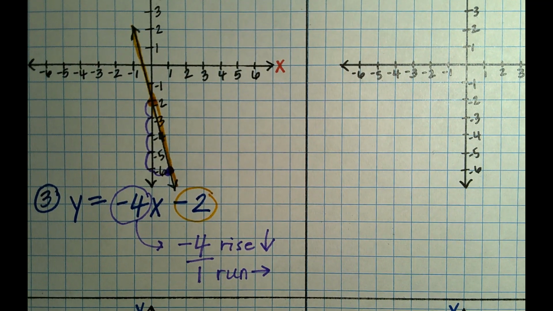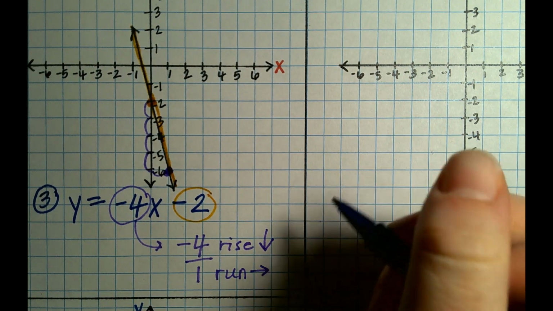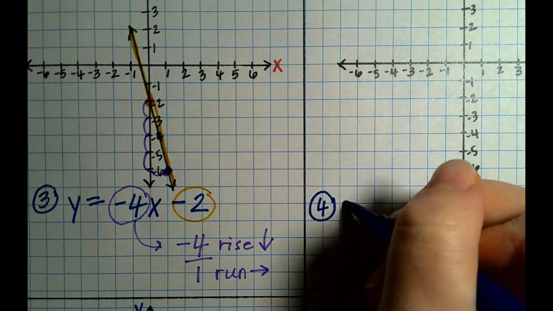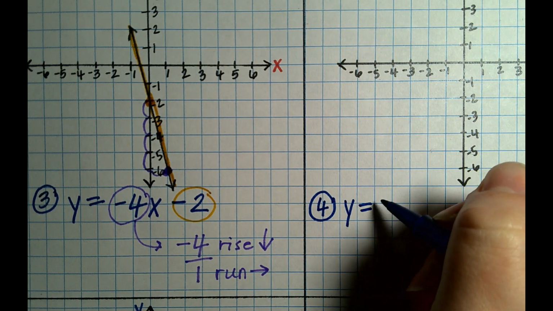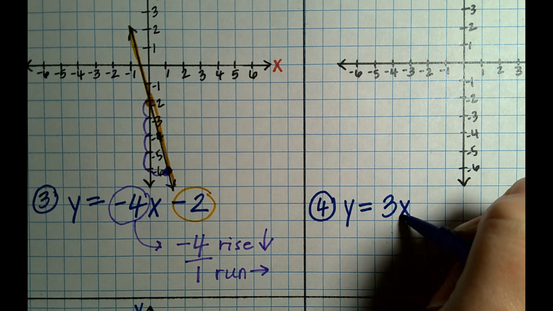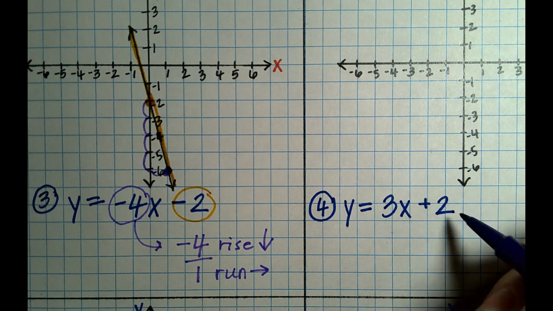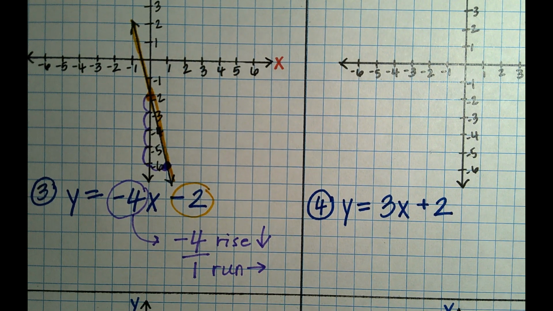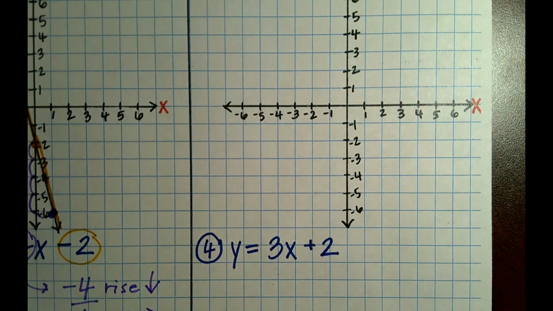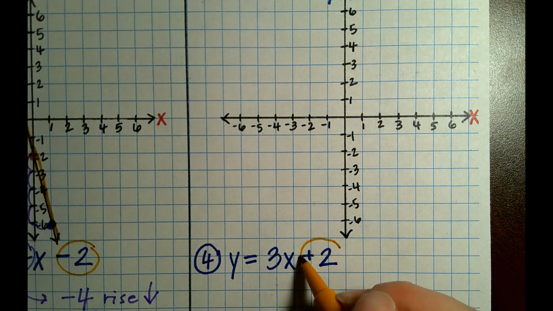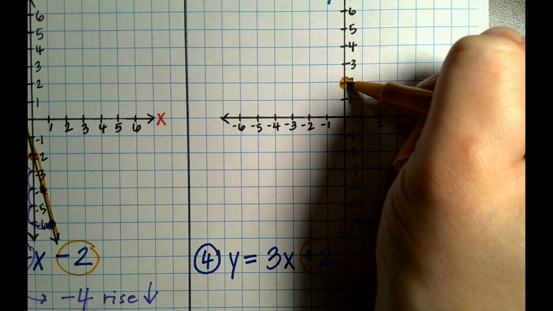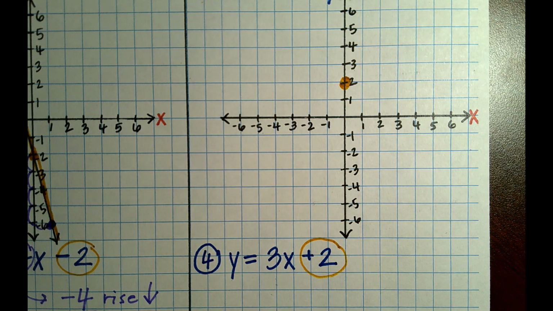Now I'm going to start rewriting number 4. I have y equals 3x plus 2. Okay. All right. Let's go ahead. Perfect. So we start at 2 on the y-axis. And we rise up 3.